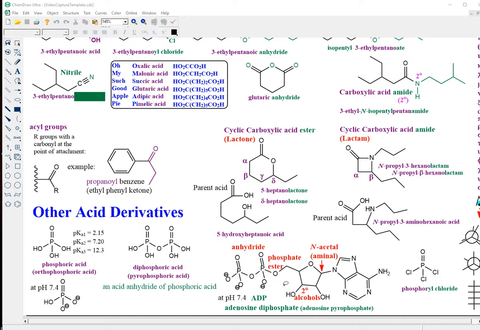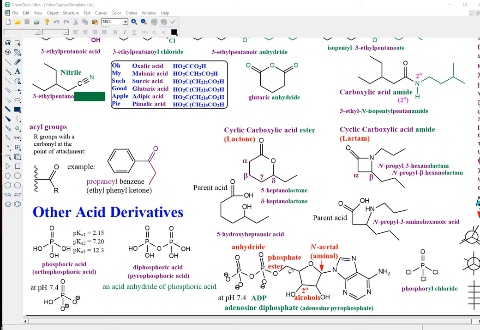I've drawn adenosine diphosphate down here. It's important as a biological molecule. At pH 7.4, all the phosphoric acid sites have been deprotonated. The combination of 2 phosphoric acids glued together is a phosphoric anhydride. This is a carbon R group connected to what used to be a phosphoric acid. That makes that a phosphate ester.